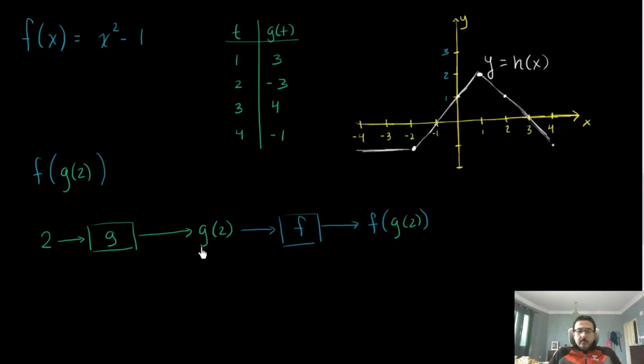What is g of 2? Well, when t is equal to 2, g of 2 is negative 3. So g of 2 is negative 3. And so when I put negative 3 into f, what am I going to get? Well, I'm going to get negative 3 squared minus 1, which is 9 minus 1, which is going to be equal to 8. So f of g of 2 is going to be equal to 8.